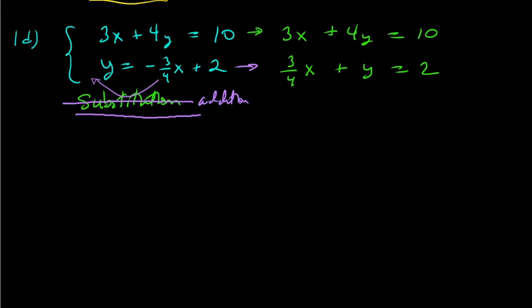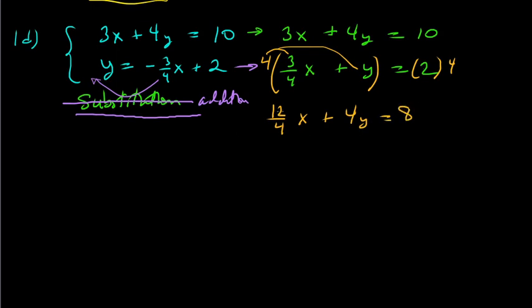right? The other thing we might want to do is get rid of the fraction here. Nobody likes fractions. So we can get rid of that if we multiply by the least common denominator, in this case 4. So multiply both sides by 4. And that becomes 4 times 3 is 12, right? So we get 12 over 4 times x plus, don't forget to distribute, 4 times y equals 2 times 4, which is 8. And 12 over 4 is just 3. So 3x plus 4y equals 8. So that's the bottom equation.